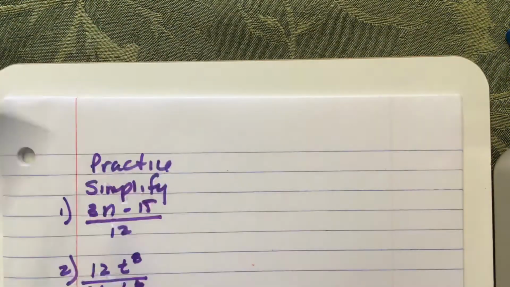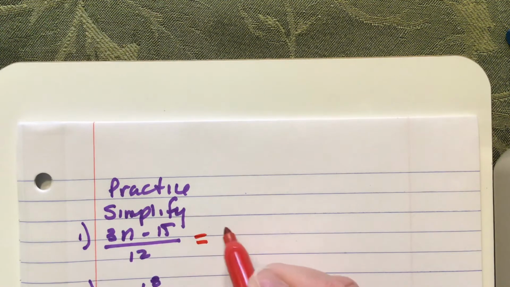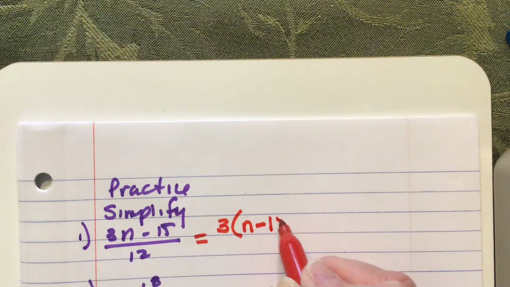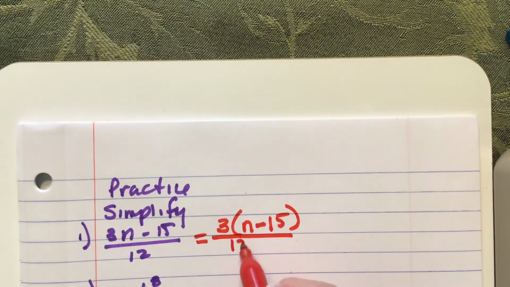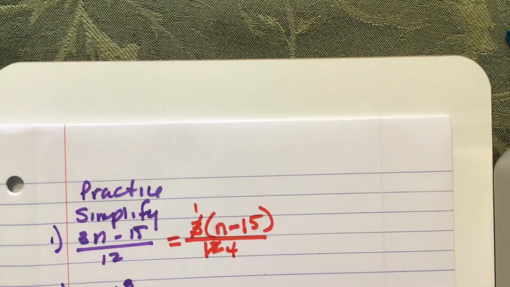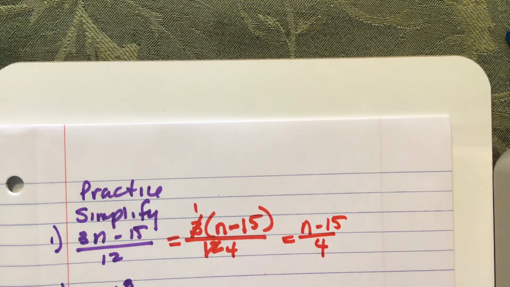So let's do a couple practice problems here. First practice problem we have is we're going to simplify 3n minus 15 over 12. So let's take a look at this. This is really fairly easy. I'm going to take out the greatest common factor. So I have 3 times n minus 15 over 12. And can I simplify 3 over 12? I can. 3 goes into 3 once, 3 goes into 12 4 times. So this will simplify to n minus 15 over 4.